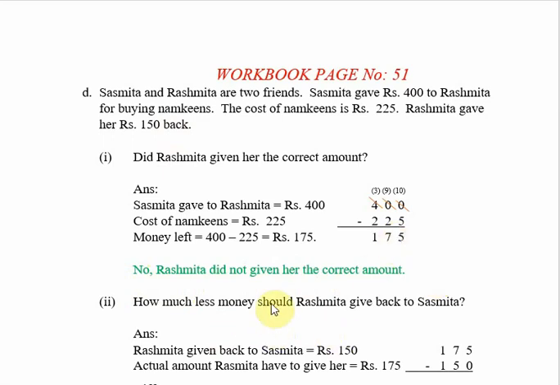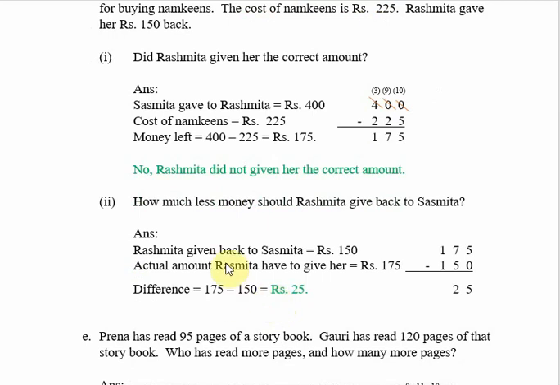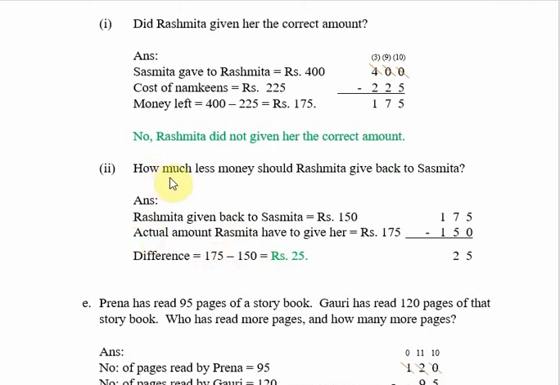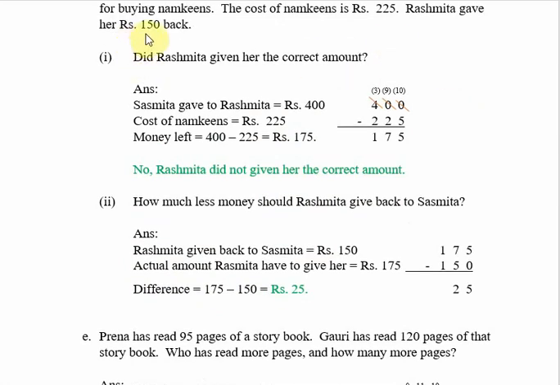Now, moving to the next part of the question. How much less money should Rashmita give back to Sasmita? So how much less money she had given, that we have to find out. Let us find here. The actual amount that Rashmita has to give is rupees 175, but she had given only rupees 150. Let us write like this: Rashmita gave back to Sasmita how much rupees? Rupees 150.